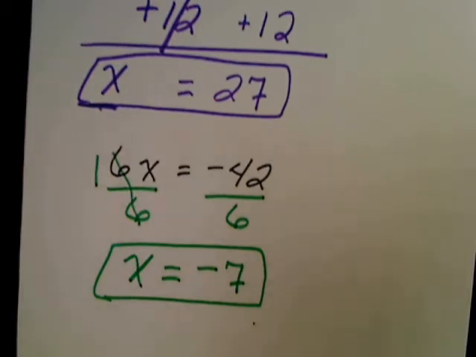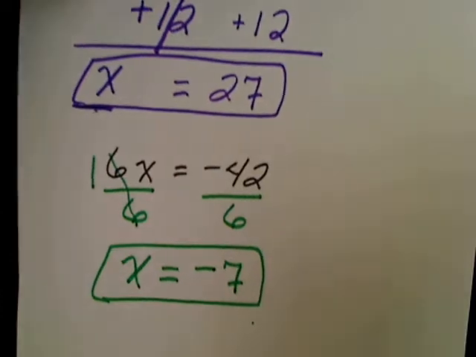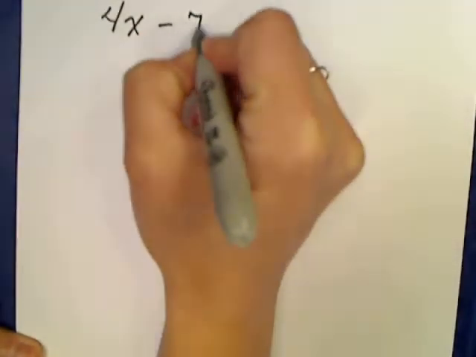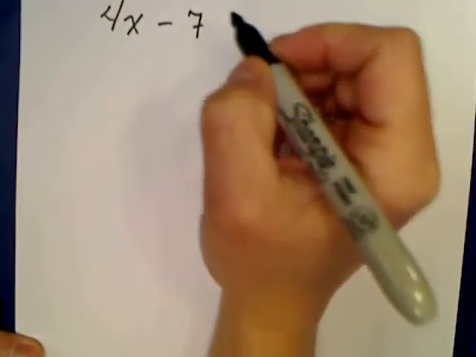Now it's going to get a little bit larger, and we're going to do some two-step equations. How do two-step equations differ from one-step equations? Well, let's start off with one. Say 4x minus 7 is equal to 37.